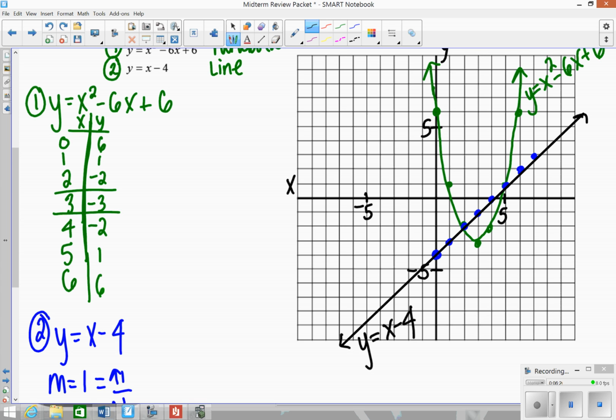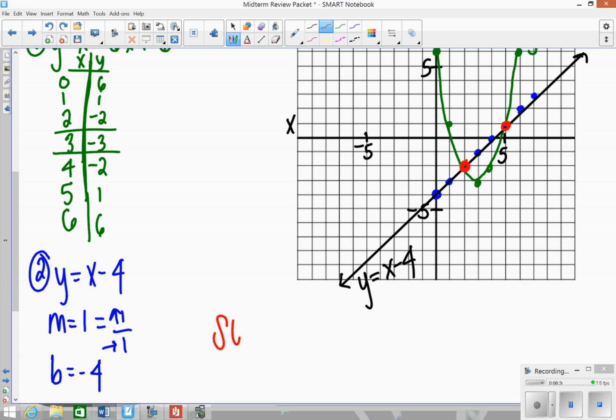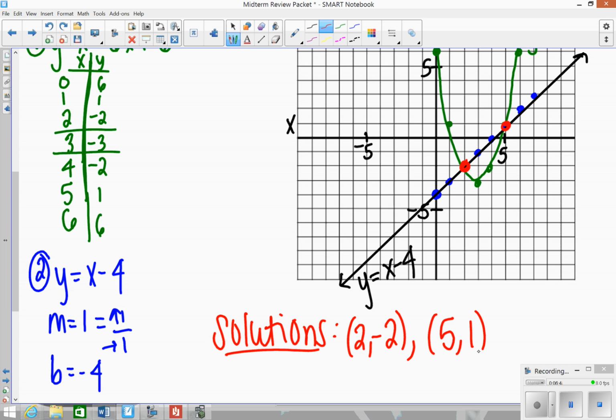So then you can see we have two solutions for this particular problem. We have two intersection points, one right here and one here. So remember, you have to state your solutions. So we have 2, negative 2, and 5, 1 as solutions.